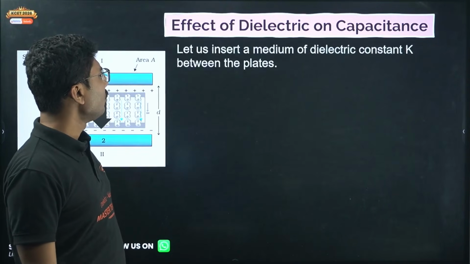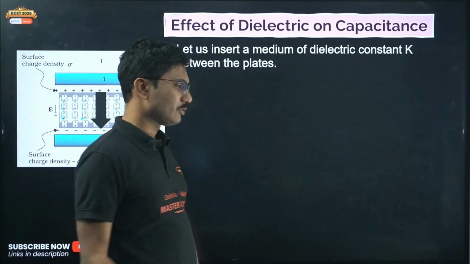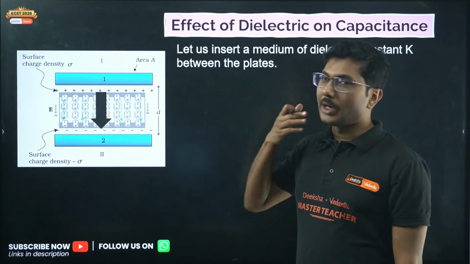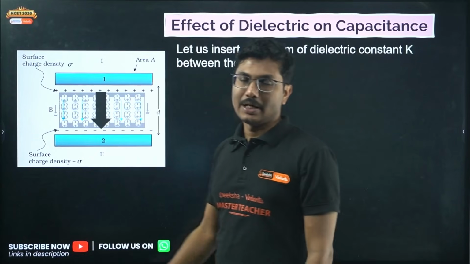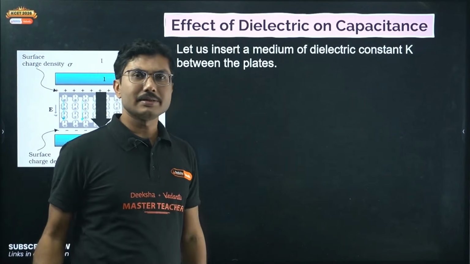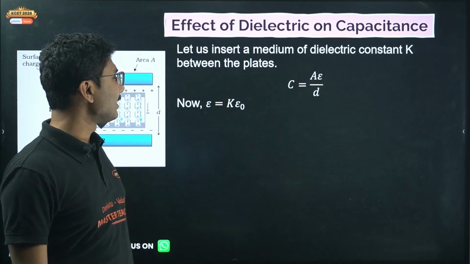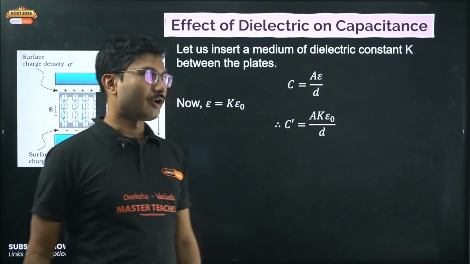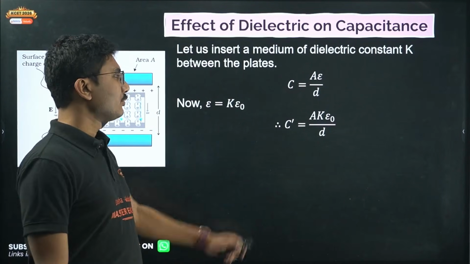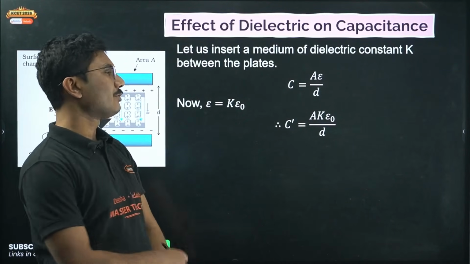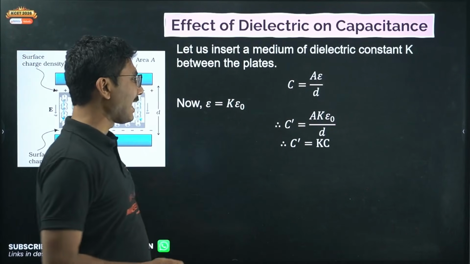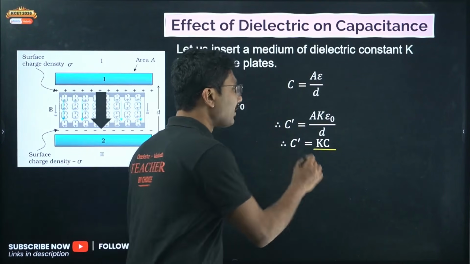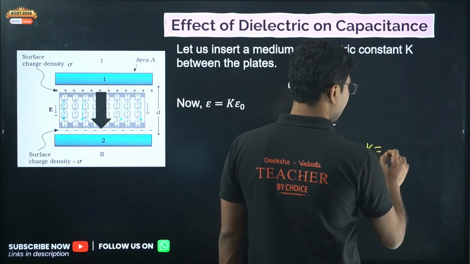Next, move on to the effect of dielectric on capacitance. If you insert a dielectric medium between the capacitor plates, it will reduce the electric field. Because of the reduction of electric field, the capacitance will increase, and in that case the capacitance will become A into K epsilon naught divided by D. So capacitance increases by K times, if you insert a dielectric medium of dielectric constant K.